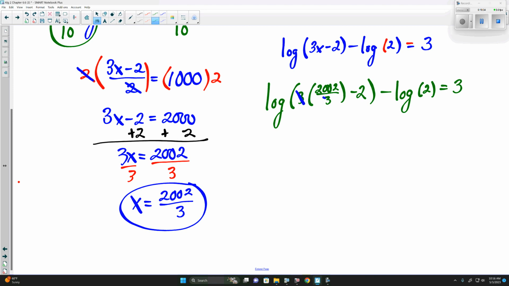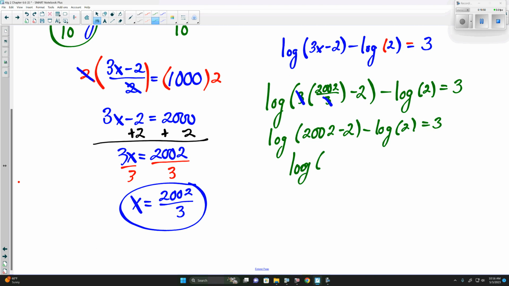Well, if we're simplifying, the 3 and 3 would simplify, telling us that we have log of 2002 minus 2 minus log of 2 is equal to 3. Or really, to fully simplify it, we have log of 2000 minus log of 2 is equal to 3.